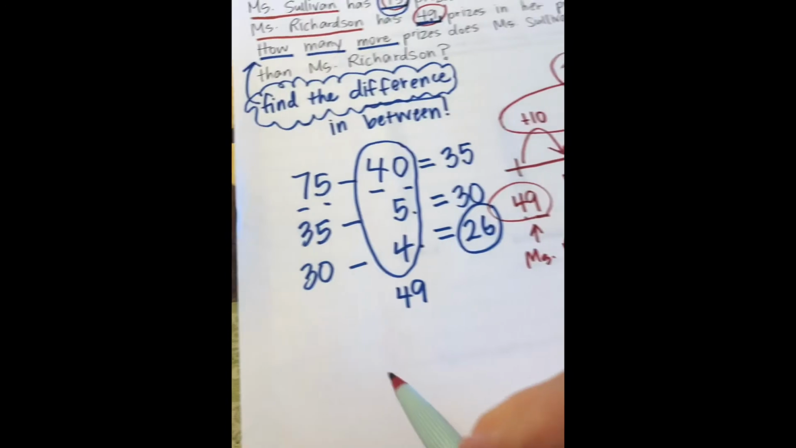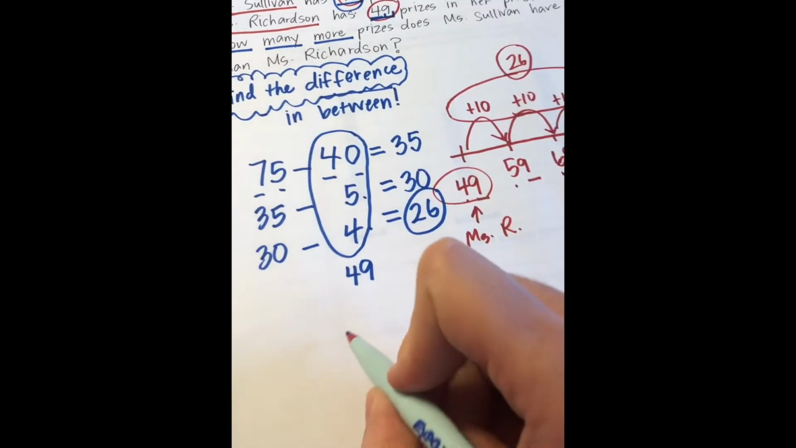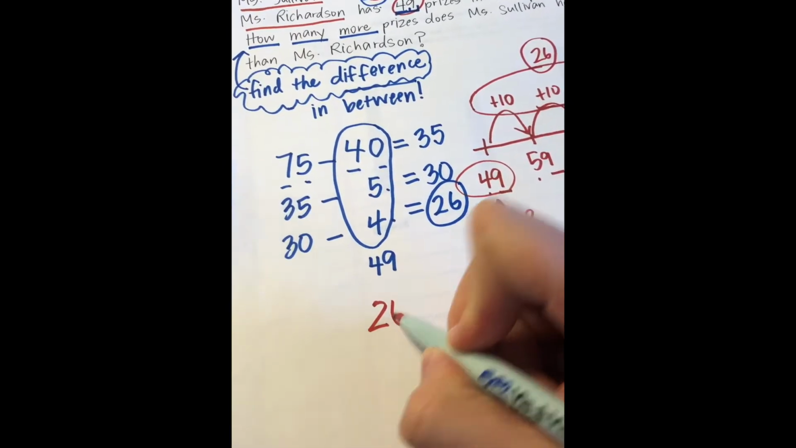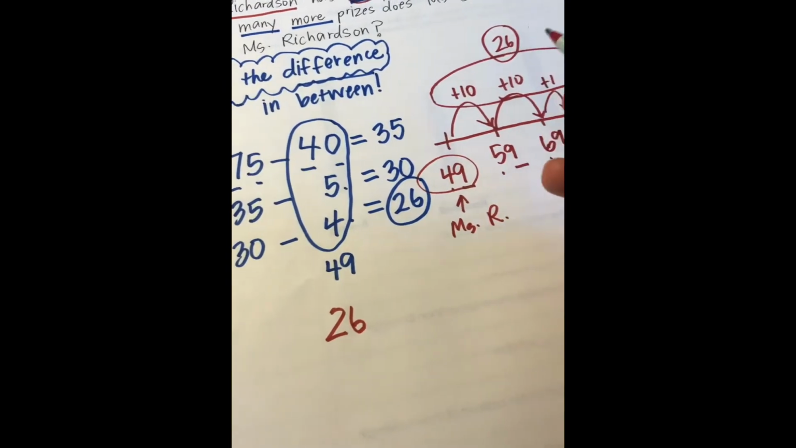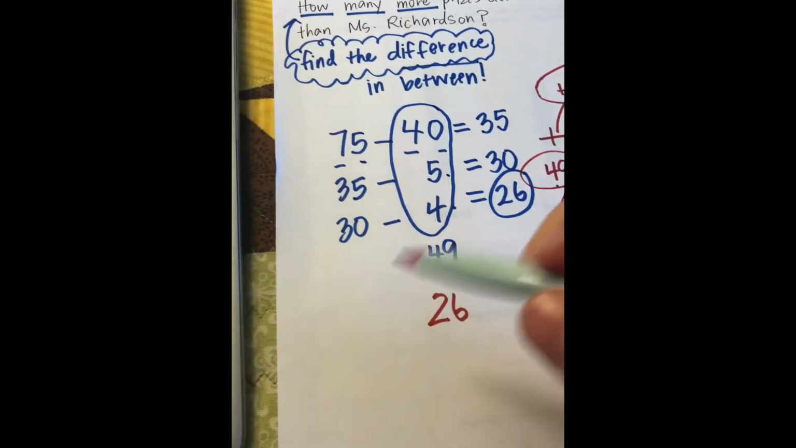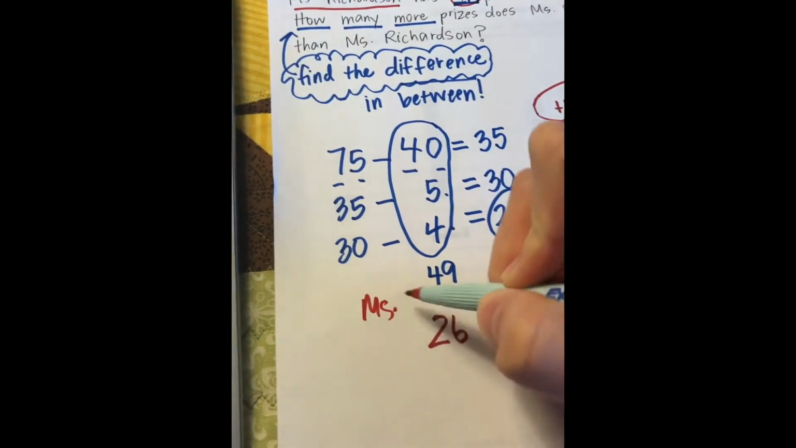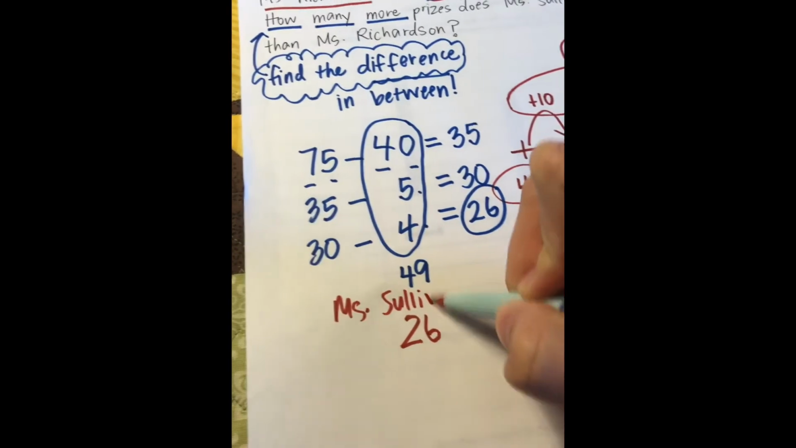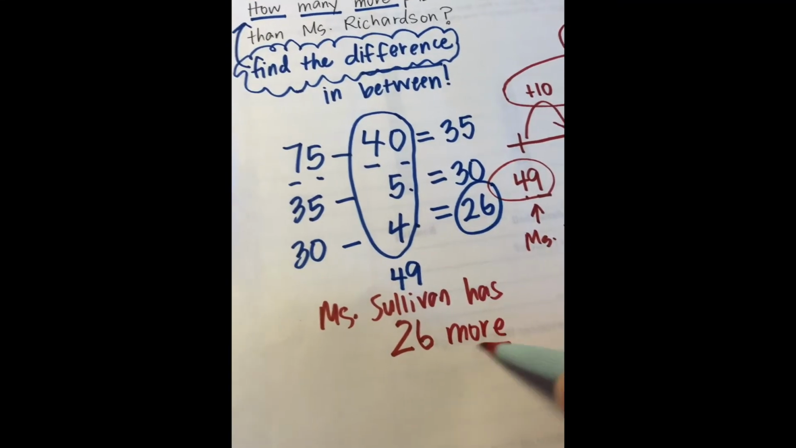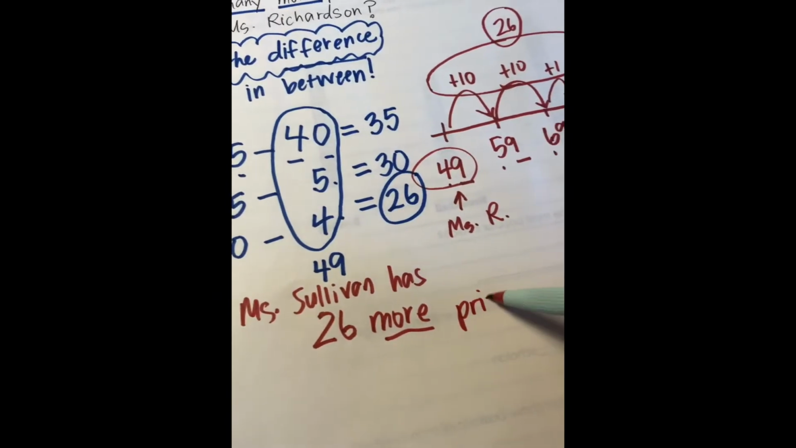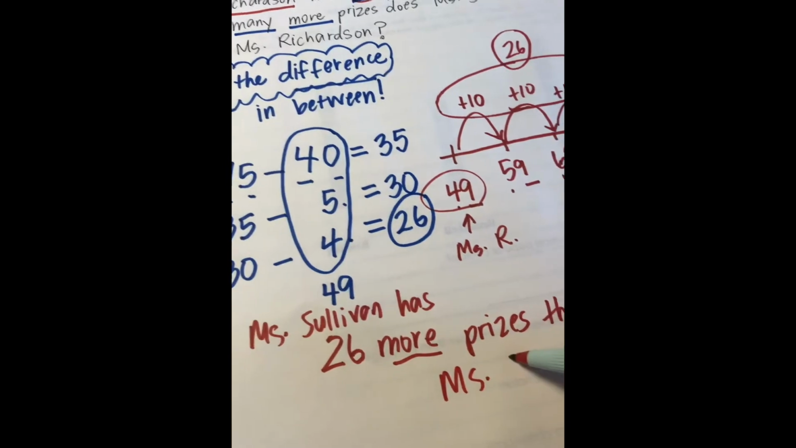We're really focusing on making sure that we have a unit that goes with our answer. So if the answer is 26, the question asked us how many more prizes does Miss Sullivan have than Miss Richardson. So you could write a sentence to explain your answer that Miss Sullivan has 26 more prizes than Miss Richardson.